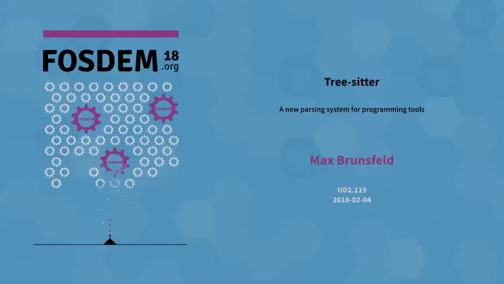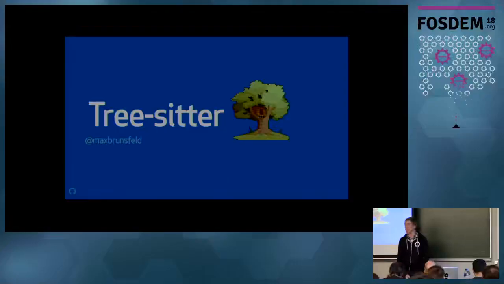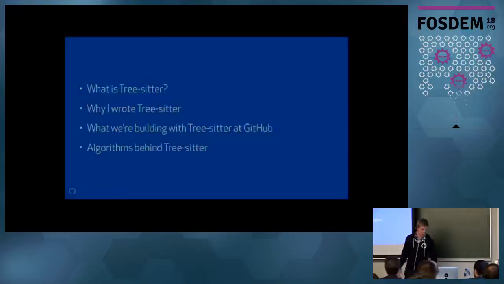Hi everyone, I'm Max. I work at GitHub on the Atom text editor, and I'm going to talk about a parsing library that I've been working on for about 4 years now. Initially as a side project and now as part of some production systems at GitHub. It's called TreeSitter. So I'm going to explain what it is and why I chose to write it, and then I'll talk about some of the things we're doing with it today at GitHub. And then finally I'll talk about how it works.